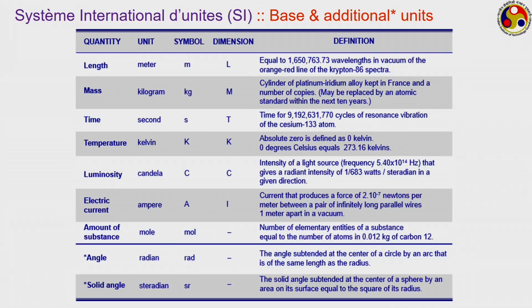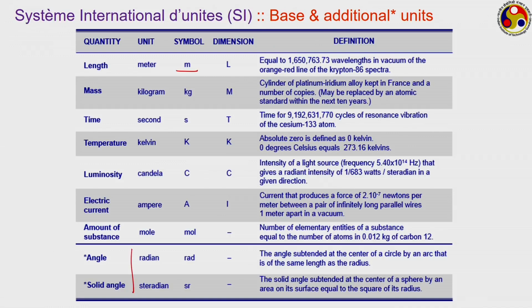In the earlier days, the unit of length measurement, which is the meter, was based upon a certain cylinder, again kept in a standard laboratory. However, nowadays it is based upon the wavelength of krypton 86. Mass we have already talked about. The standard for time is based upon the resonance vibration of the cesium 133 atom. Temperature is based upon absolute zero, and the same for the others.